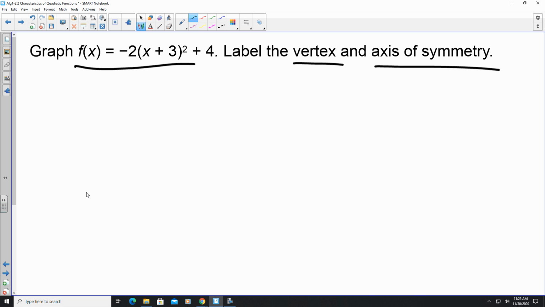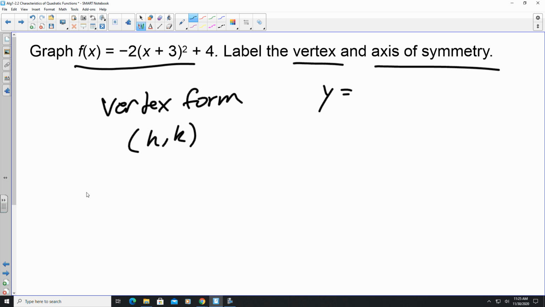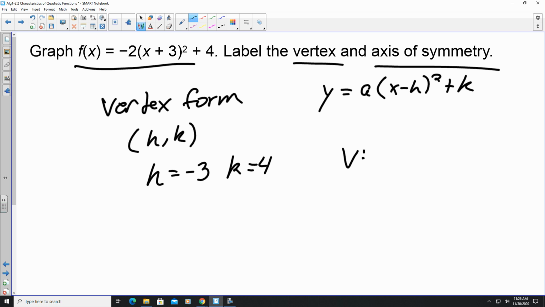Well, this particular function is written in vertex form. So it is relatively straightforward to find the vertex of the function because we are looking for h comma k, because in this case this is the general function for vertex form. It would be a times the quantity of x minus h quantity squared plus k. So looking at this, h is -3 and k is 4. So that means that my vertex for this function is -3 comma 4.